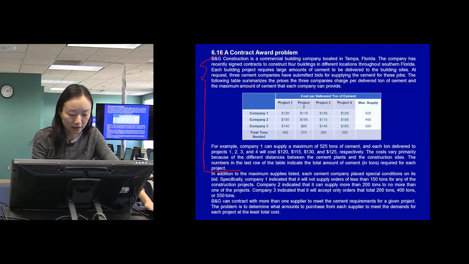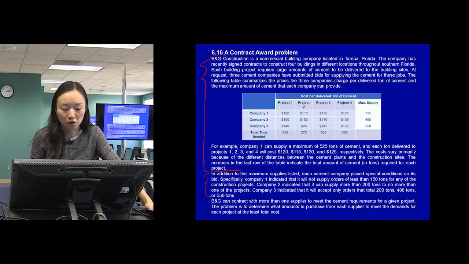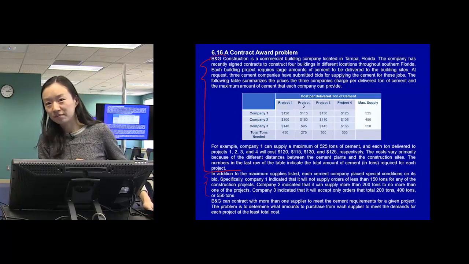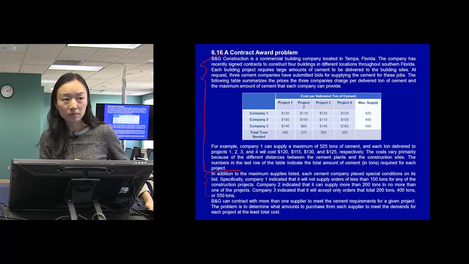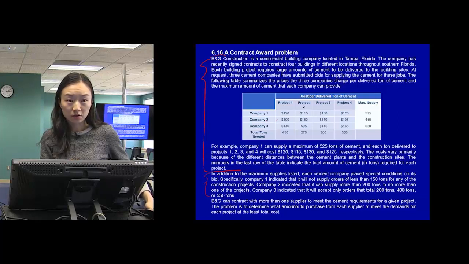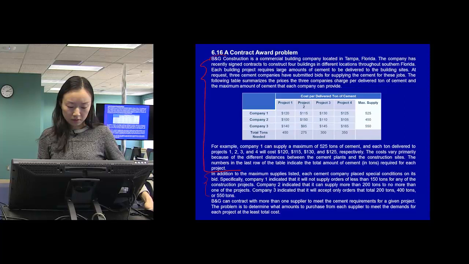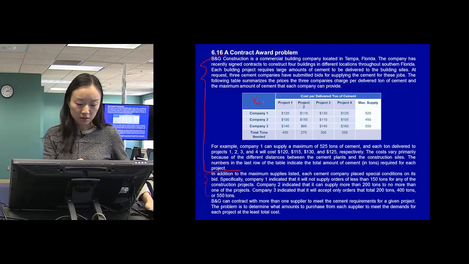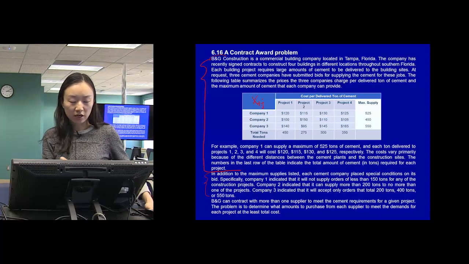And then they added some additional constraints here. And our focus will be on those additional constraints. But first, even though it's pretty simple, we need to formulate those basic things so that we know what our decision variables are. Decision variables will be what? So it would be Xij's, representing tons of cement to supply from company i to project j.